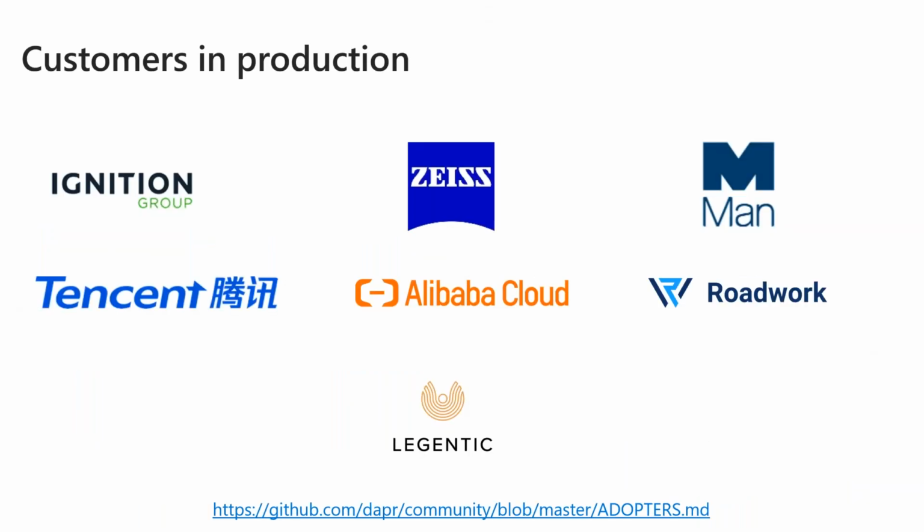The companies running DAPR in production today include Zeiss, which built a workflow ordering system where they handle worldwide global orders across their lens manufacturing, and Alibaba Cloud, which has integrated DAPR deeply into their platform for how they host and run their infrastructure. You can go to our adopters.md file down below here and see some of the other companies that are taking DAPR into production and read about their stories.